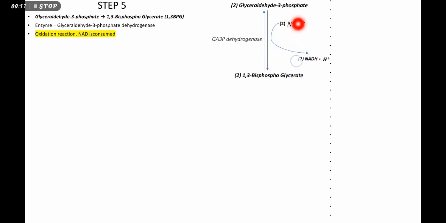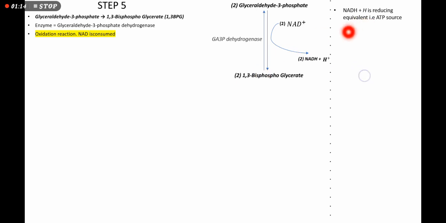So now this is of course an oxidation reaction. The enzyme involved is glyceraldehyde 3-phosphate dehydrogenase. Dehydrogenase is actually a subtype of oxidation enzymes. This is an oxidation reaction and NAD is consumed. We can see here that 2 NAD enter into the reaction. Glyceraldehyde 3-phosphate dehydrogenase causes glyceraldehyde 3-phosphate to be converted into 1,3-biphosphoglycerate, and 2 NAD to be converted into NADH plus H.